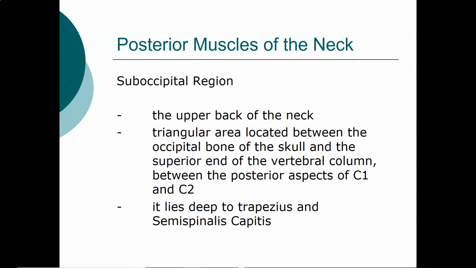So this represents the upper back of the neck. It is a triangular area. It is located between the occipital bone of the skull and the superior end of the vertebral column, between the posterior aspects of C1 and C2. These muscles lie very deep to trapezius and to semispinalis capitis. So if you're palpating, you're going to have to go through those to get to these muscles.